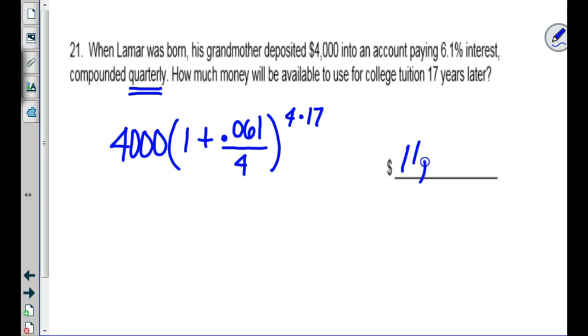Anybody getting 11,000 something? Okay. So it's not a fortune, but it might help him pay his expenses for college, right? Not his tuition, at least his books and food and whatever.